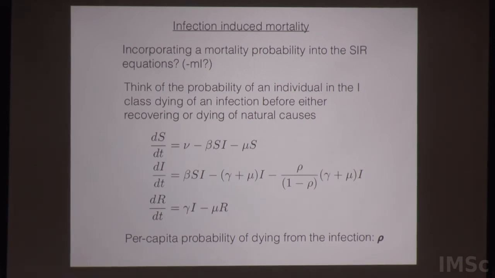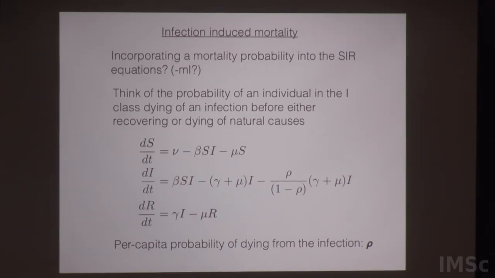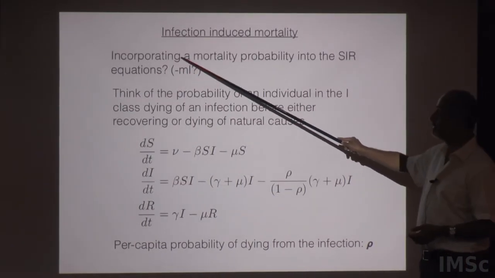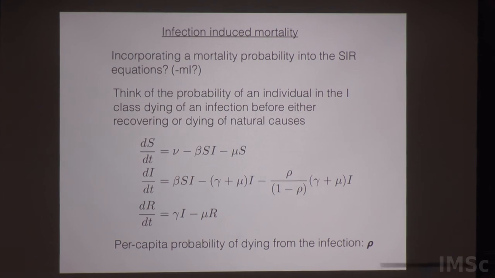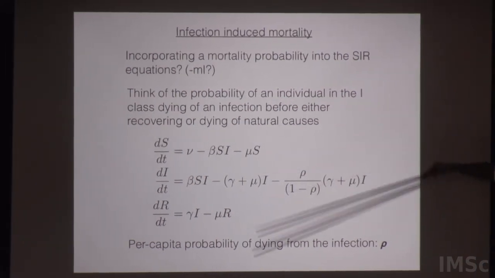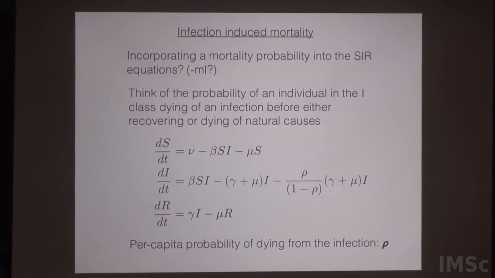So one way to do it is to say that if an individual acquires an infection, they may die of that infection. Some people will recover, but some fraction of them will actually die. You might think that one simple way of doing it is just to say this is minus some rate m times the number of I. That is correct, but it's usually a little better to think about it as the probability of an individual in the I class dying of an infection before either recovering or dying of natural causes.